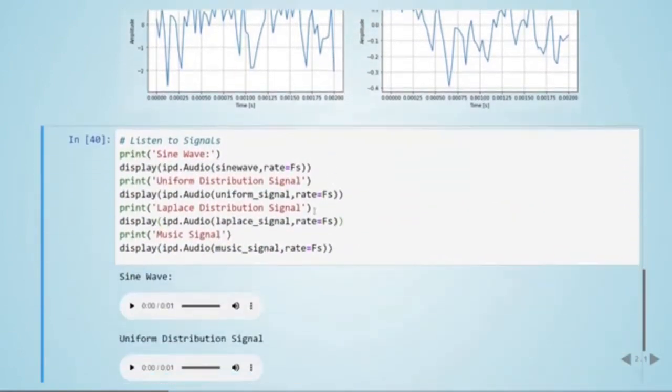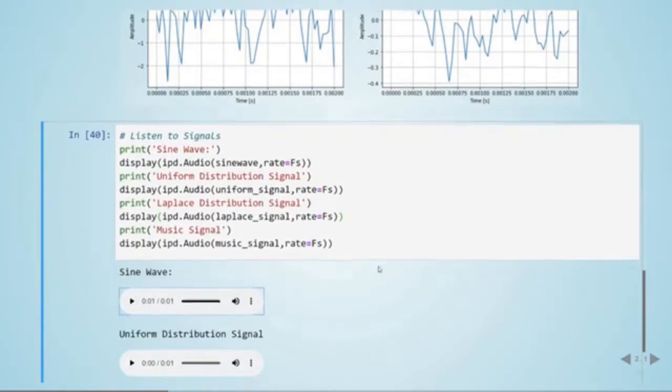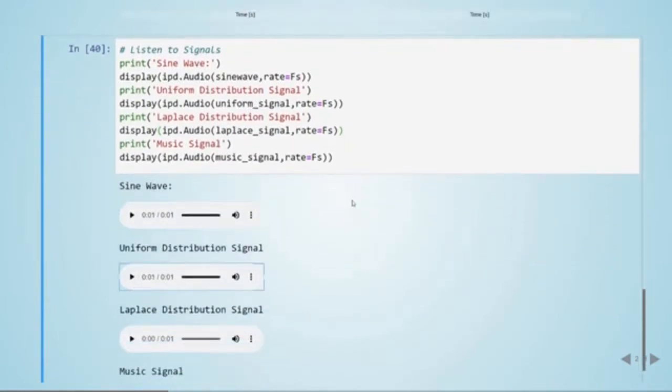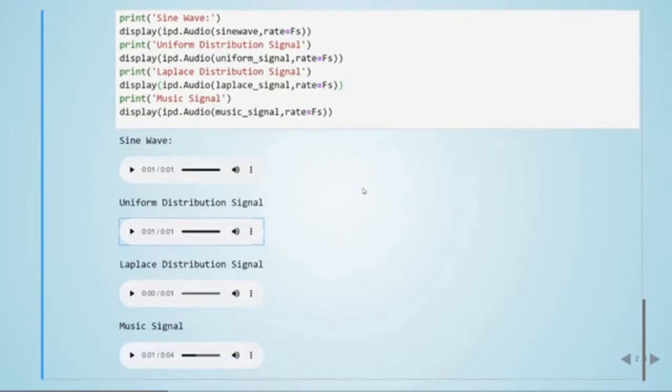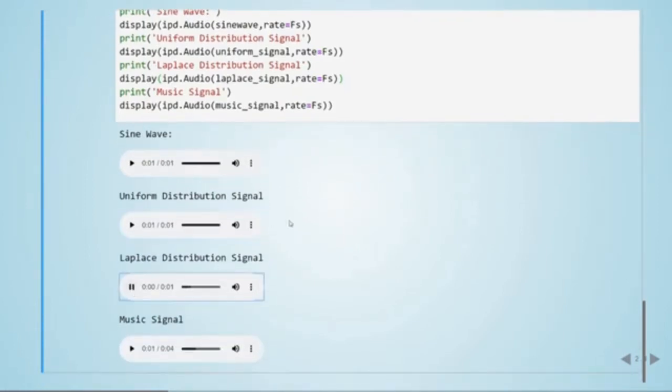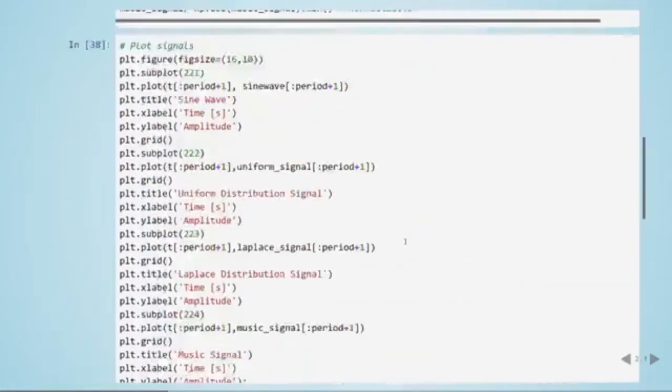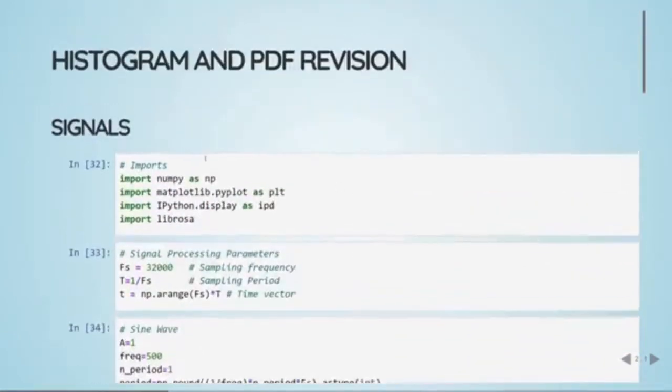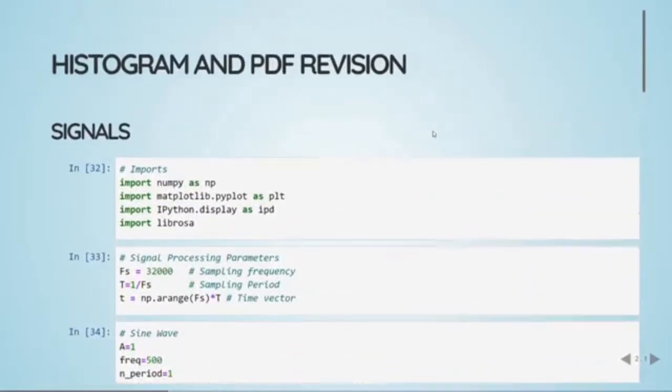we can also listen. So we can listen to 1 second of a sine wave, 1 second of a random noise taken from a uniform distribution, 1 second of a random signal taken from a Laplace distribution, and 4 seconds of a music signal, because this is Led Zeppelin and it deserves more time. So we're going to use these 4 signals to calculate histograms and to revise concepts of histograms and PDF.